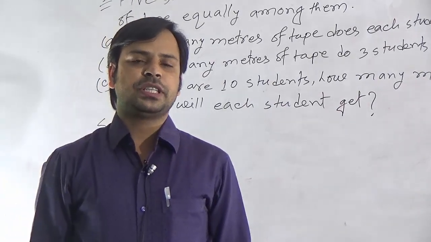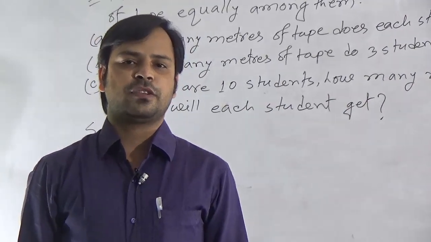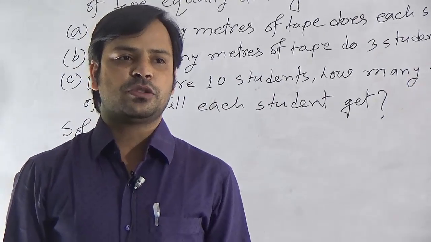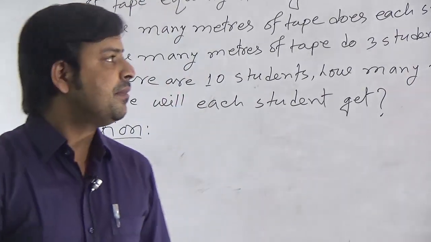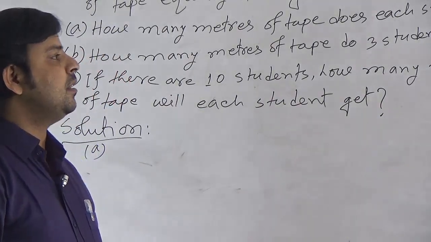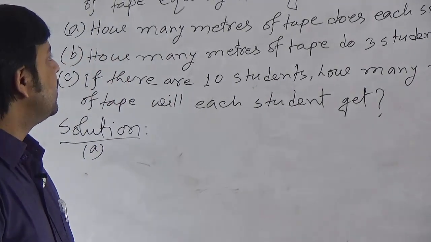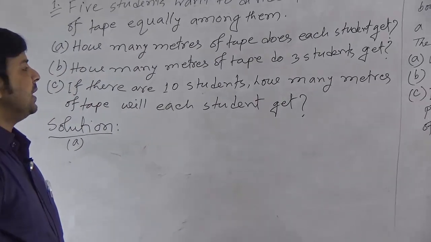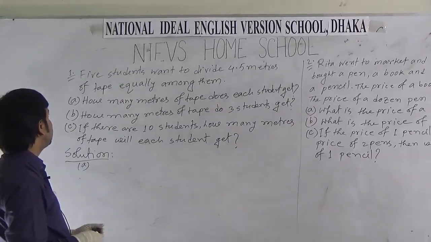Today I am going to take a math class of class 5. Our today's topic is chapter 7, decimal fraction. From this chapter I will solve two competency based questions today. Let us see the first question.